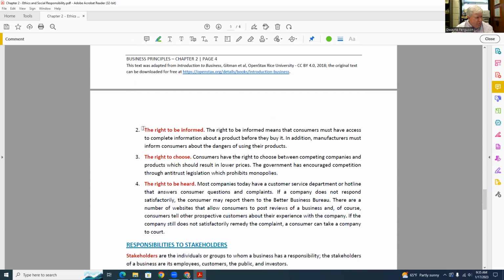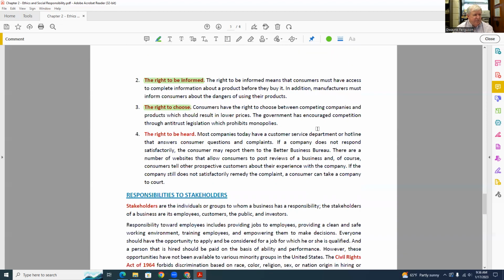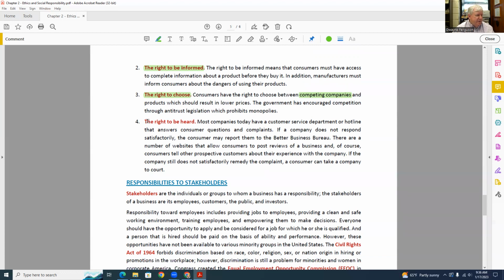Excuse me, the right to be informed. And again, I was just talking about labels. Labels have just changed in the last year or two, what they have to have on ingredients on a label. But anyway, you have the right to know what's in the product you're buying, the right to choose. We live in a capitalistic system, so you should have competitors out there that give you choices of product, choices of prices, choices of warranty, and then the right to be heard. What if the product injures you? What do you do? Or what if the product fails?